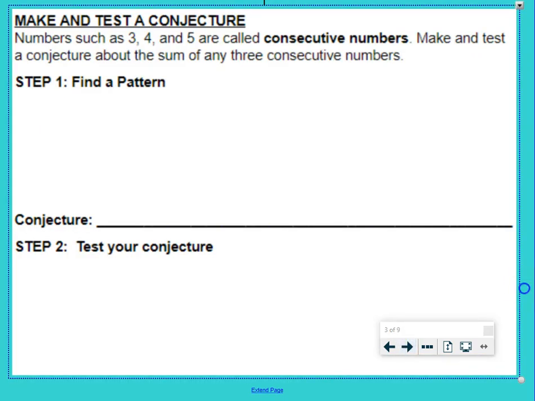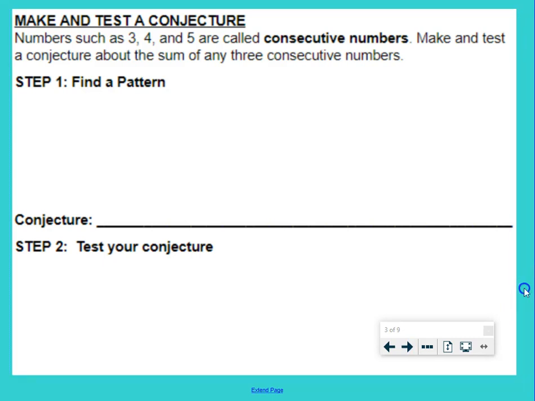Make and test a conjecture. So we're making an unproven statement based on observation. Numbers such as 3, 4, and 5 are called consecutive numbers. Make and test a conjecture about the sum of any 3 consecutive numbers. First, we want to find the pattern. So if we do 3 plus 4 plus 5, start with those, that gives us 12.